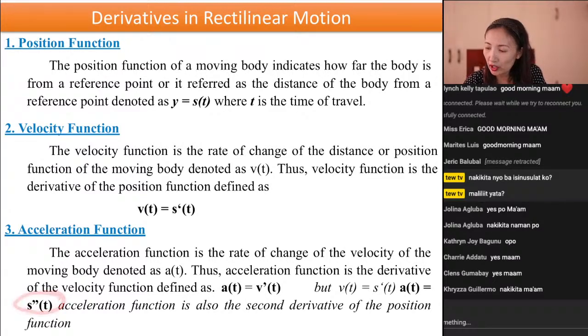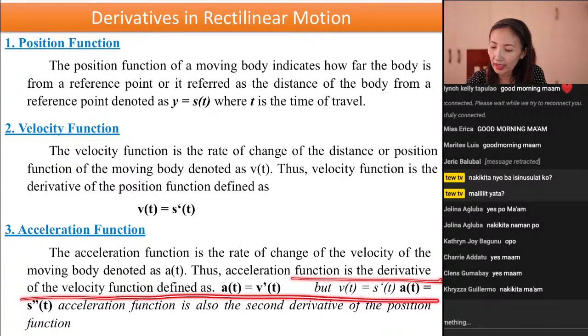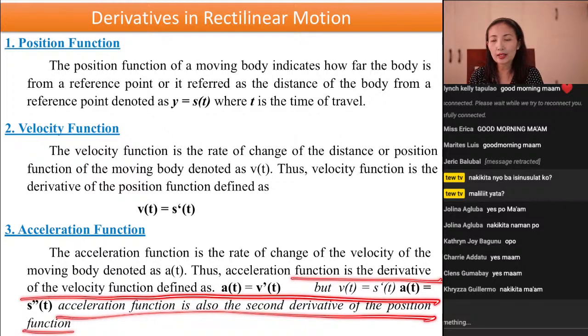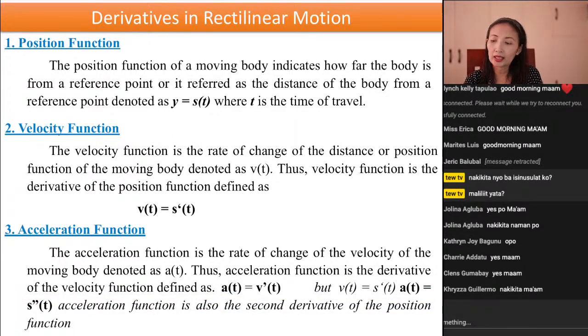The rate of change of velocity of a moving body is denoted as a of t. The acceleration function is the derivative of the velocity, and that's it. It is the second derivative of distance with time, the second derivative of the position function.